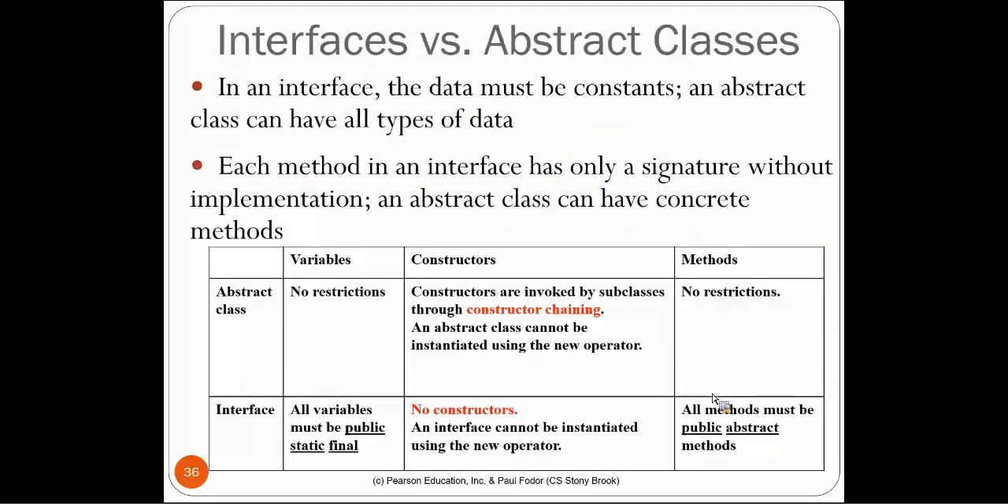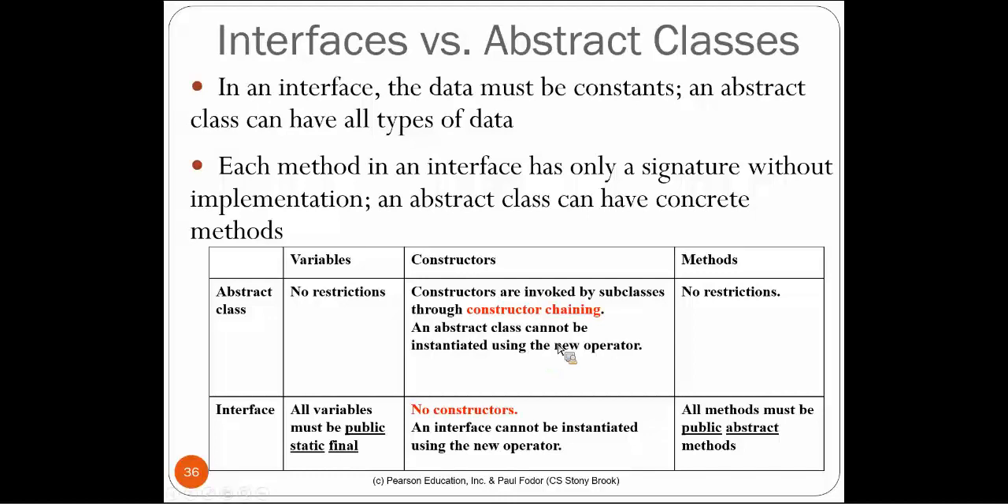So if we compare interfaces with abstract classes, we see that there are features which are common, like for instance in interfaces and abstract classes we have abstract methods. But there are also differences. For instance, in interfaces we cannot have concrete, non-abstract methods, but we can have that in abstract classes. From the point of view of variables, abstract classes have no restrictions. They can have data fields which are inherited, they can have constants. In interfaces, all the variables must be constants, that is public, static, final. With respect to constructors, interfaces do not have constructors. However, abstract classes have constructors, and those always will be called during constructor chaining.